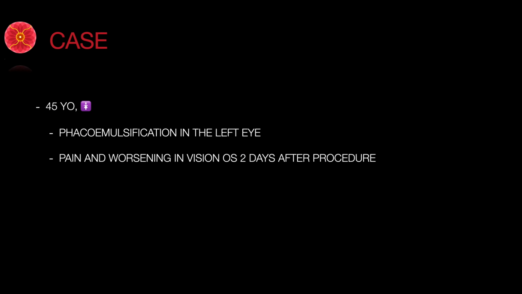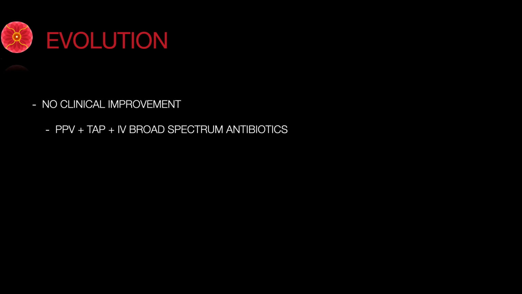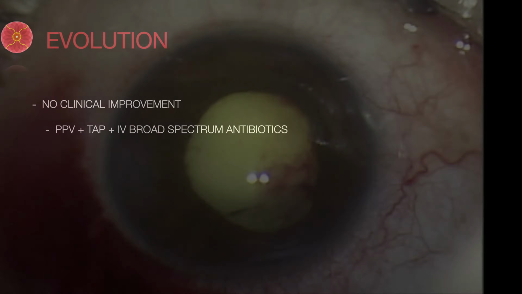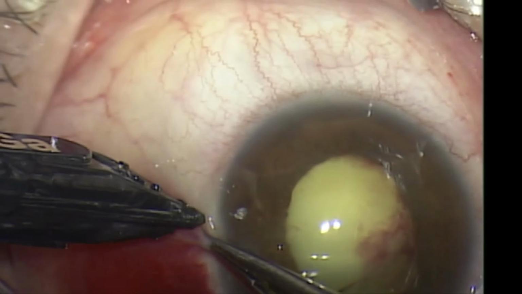This is a 45-year-old female patient submitted to phacoemulsification in the left eye. In the second day postoperatively, she had worsening visual acuity associated with conjunctival hyperemia and hypopyon. For the treatment, on the same day a broad-spectrum antibiotic injection was made. Since the patient didn't have clinical improvement of inflammation and vitritis, pars plana vitrectomy and a new antibiotic injection was programmed.